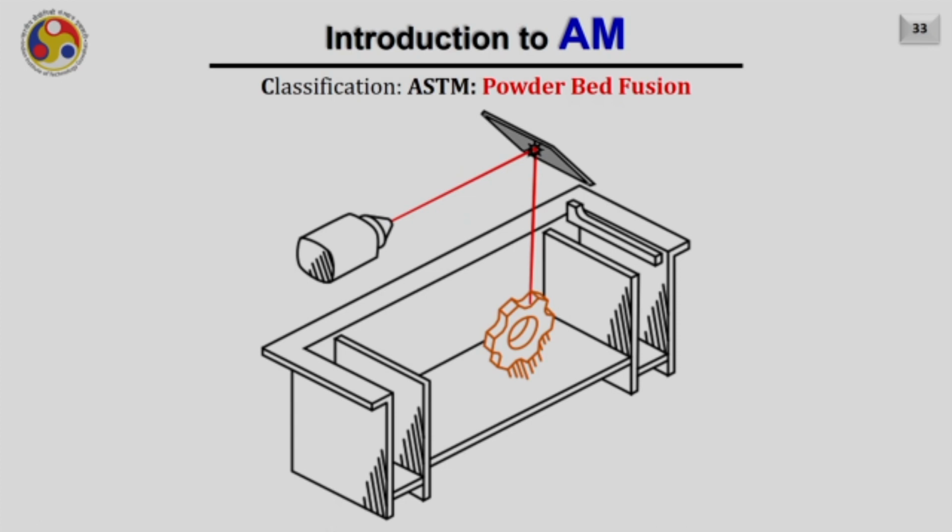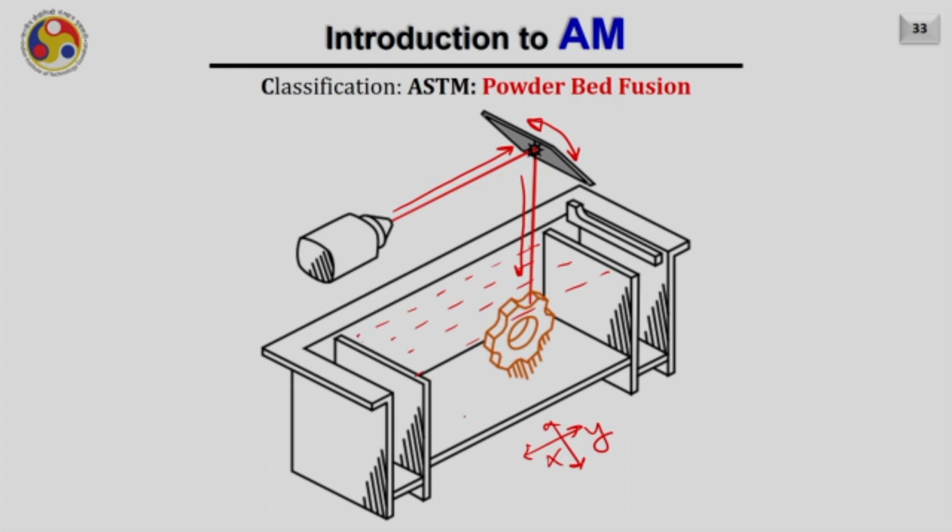Next is powder bed fusion. In the case of powder bed fusion, we spread a layer of powder in a bed, and then from the top a laser light falls onto it, and there is a mirror which can rotate. Due to the rotation of the mirror, the laser beam can deflect in the x and y direction on the bed, and hence it can scan the 2D region.